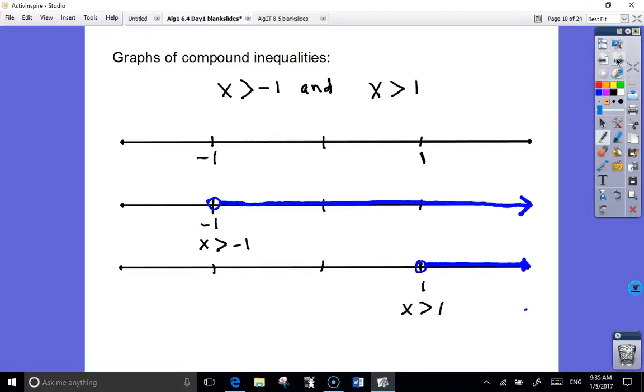Okay, what if it's x is greater than -1 and x is greater than 1? What am I going to end up putting on this top?